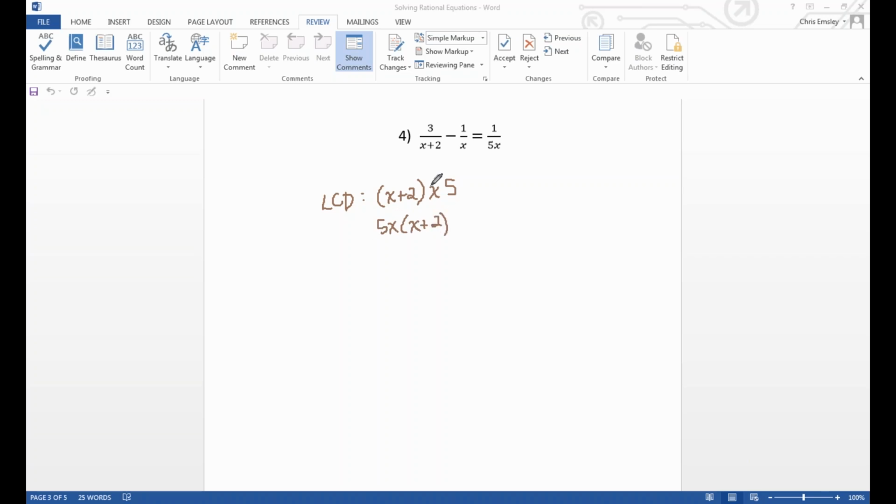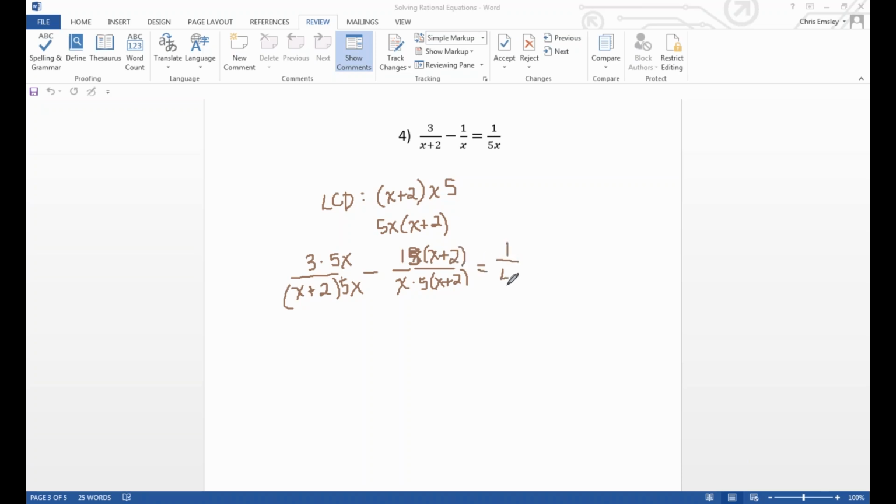So I want to do some work to make every fraction in my equation have that denominator on the bottom. So I start off with 3 over x plus 2. I've already got the x plus 2. What's missing is I need to multiply it by a 5 and by an x. If I do that to the bottom, I have to do that to the top also. My next fraction is 1 over x. What's missing here? Well, I've got the x, but I still need a 5, and I still need an x plus 2. So if I multiply the bottom times that, I also have to multiply the top. That should be a 5 there. 5 times x plus 2.